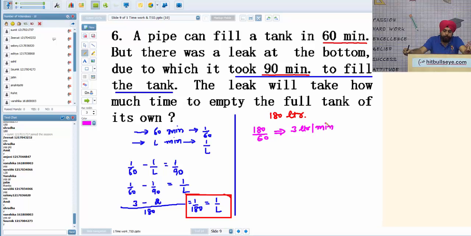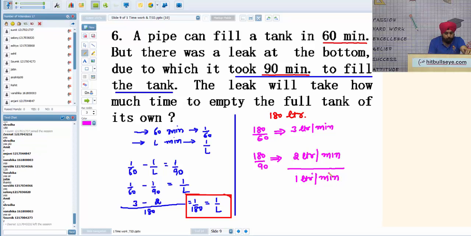But with the help of the leak, it took 90 minutes. So if net it takes 90 minutes, this means what is the net result every minute? Can you say net it is 2 liters per minute? And you see carefully students, your question is over. The inlet pipe is putting in 3 liters per minute. Net output is 2 liters per minute. So can you conclude from that that 1 liter per minute has been drained out by the leak?